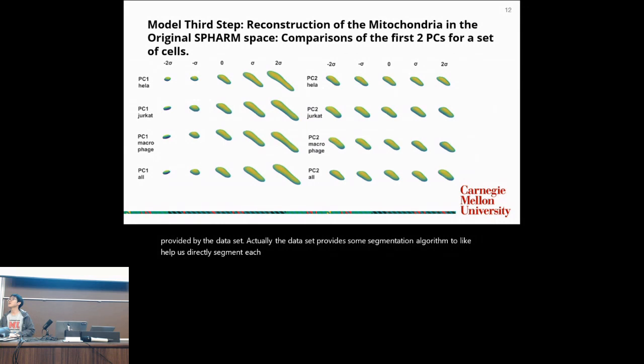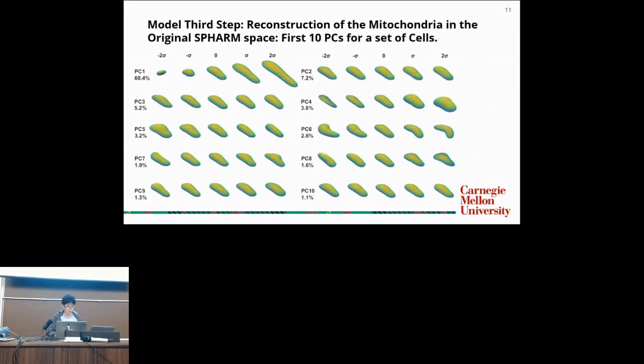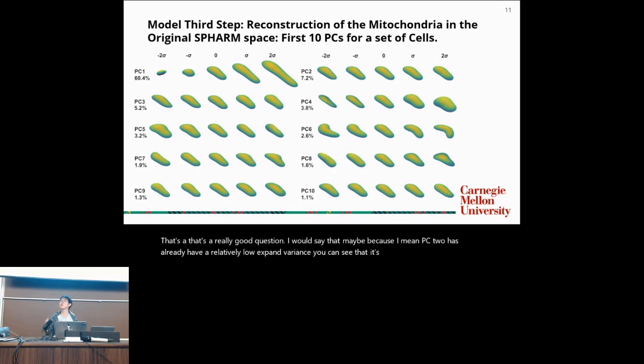A quick follow-up question: why do you think you don't see so much variation in shape in PC2? PC2 captures about 7% variation, but even if you go plus or minus 2 standard deviations, it doesn't look like it changes all that much. So what is PC2 capturing? That's a really good question. I would say maybe because PC2 already has a relatively low explained variance, below 10%, so most of the information is carried by PC1. Okay, thank you.